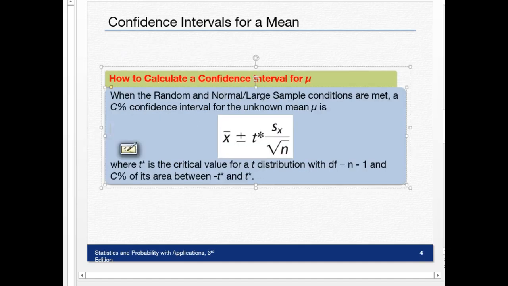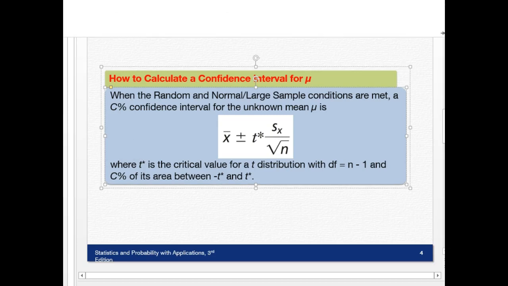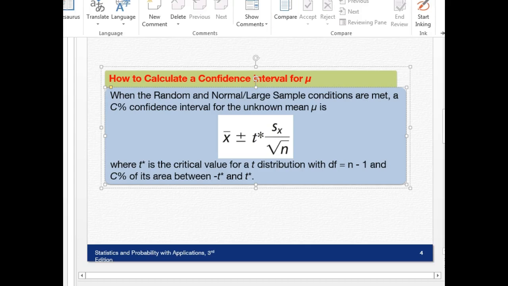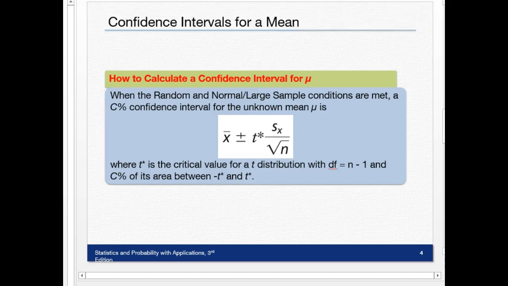All right, just revisiting. What does our formula look like for the confidence interval of means? Well, here it is. X bar, our sample mean, plus or minus t star, the sample standard deviation divided by the square root of the sample size. And remember, for t star, we have to know what degrees of freedom is, and so we use n minus 1 for that.